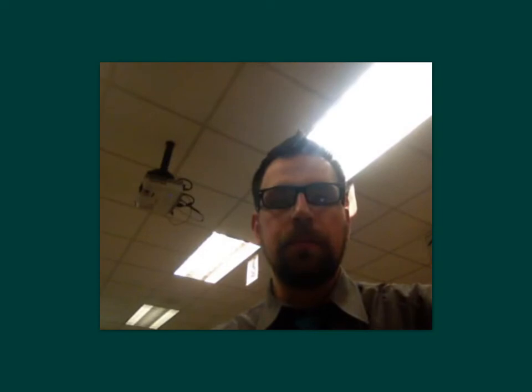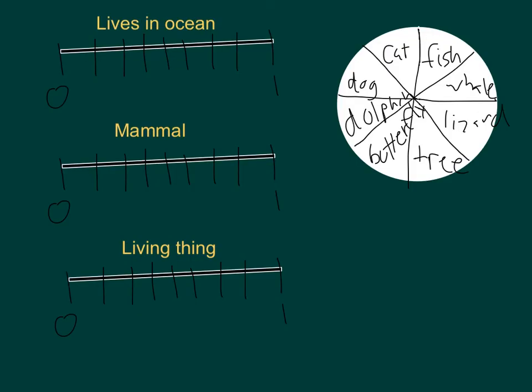This is part 2 of probability. Yesterday we were talking about the words for probability, so now we're going to put the words with the numbers. A common thing you might see in probability, yesterday we talked about flipping a coin. Today we're going to talk about a spinner.